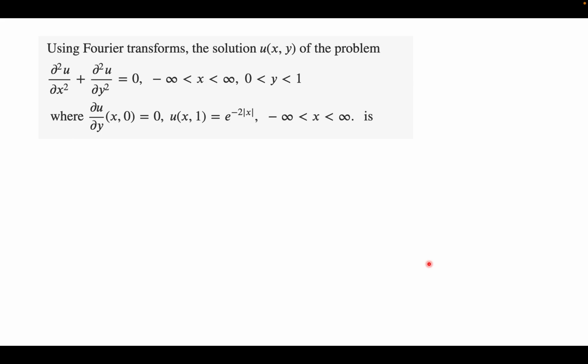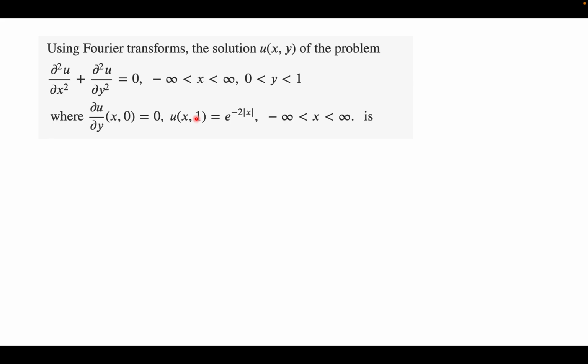So here you are given, using the Fourier transforms, the solution u(x,y). So you need to find the solution u(x,y) of the given partial differential equation, right? Which is del square u by del x square plus del square u by del y square is equal to 0. And then you are given two boundary conditions here. So basically you have del u by del y is equal to 0 at (x, 0), and then you have u(x, 1) is equal to e power minus 2x.